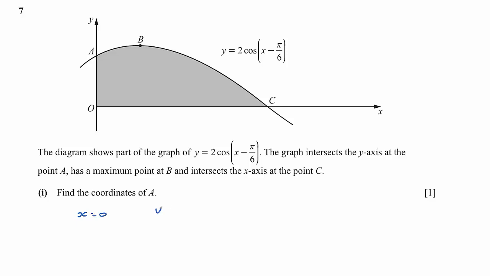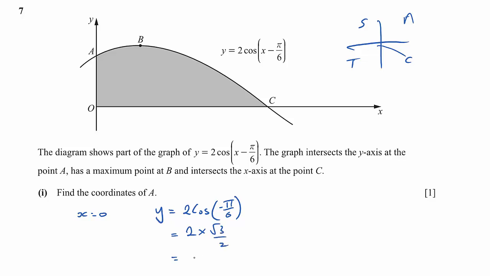So we have y equals 2 cos(negative pi by 6). Now you have a calculator, but this is a standard angle. The cosine of pi by 6 is root 3 over 2, and the cosine of negative pi by 6 is the same as the cosine of pi by 6 because it's down here in the fourth quadrant. So we have 2 times root 3 over 2, which is root 3. So A is the point (0, root 3).